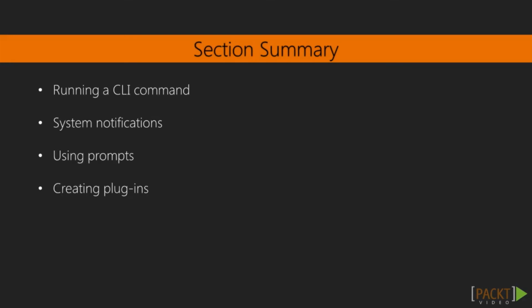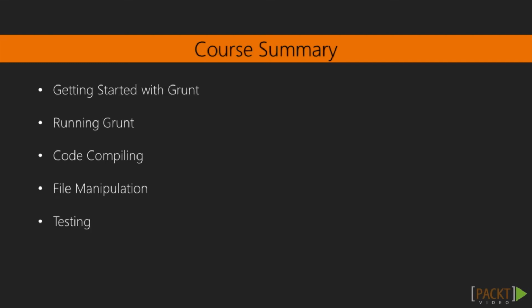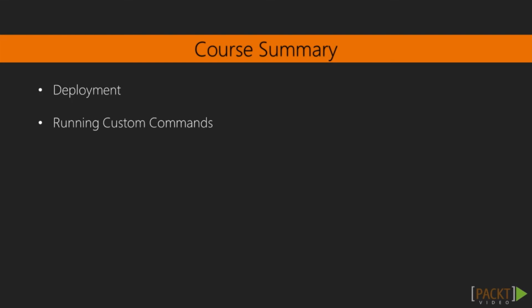That wraps up this section where we covered running CLI commands, using prompts, and creating plugins. And with that, we've come to the end of our course. As a recap, we covered these 7 major areas: how to get started, the different ways to run grunt, compiling code, manipulating files, how to test your projects in various ways, deploying your code, and finally, how to run custom commands. I hope you've enjoyed this series and have a new tool at your disposal.